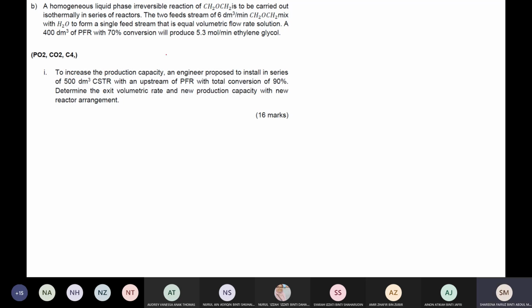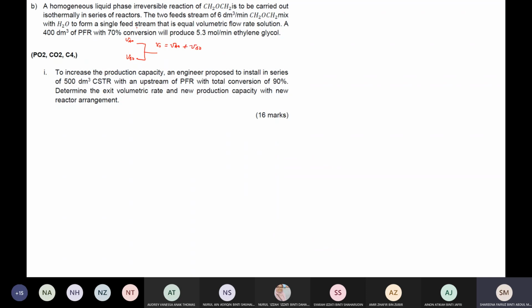Okay, so a homogeneous liquid phase irreversible reaction is to be carried out isothermally in a series of reactors. Two feed streams are mixed with H2O to form a single stream of equal volumetric flow rate. So actually you have two feeds, and then it becomes a single stream here. We have VA naught and VB naught, so you have to sum up these two feeds in order to get V naught. V naught is equal to VA naught plus VB naught.